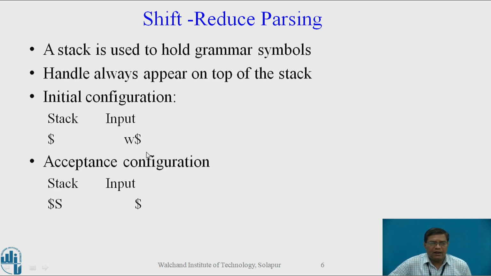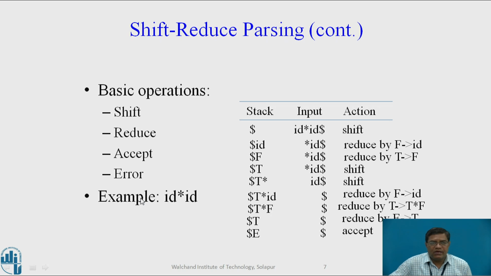dollar. And after applying all the operations appropriately in the shift-reduce parsing, the accepting configuration of this parsing technique consists of the stack containing the start symbol on the top, and the input is completely exhausted, indicating only the end marker. So, here we have one example of the shift-reduce parsing process with these basic operations: shift, reduce, accept, or error for the given input id star id.